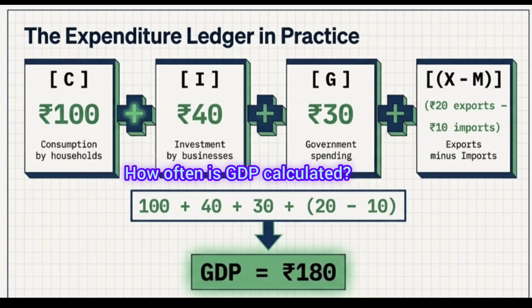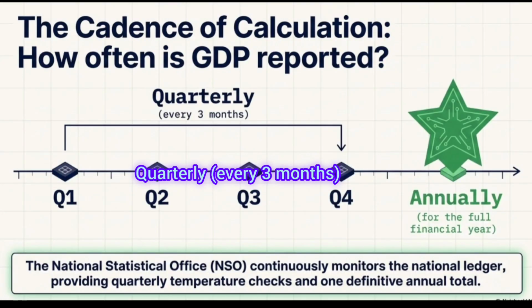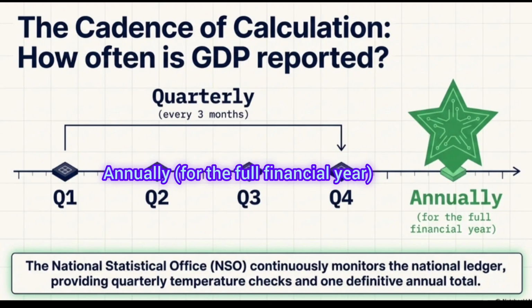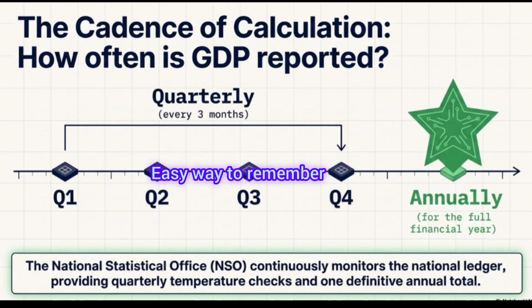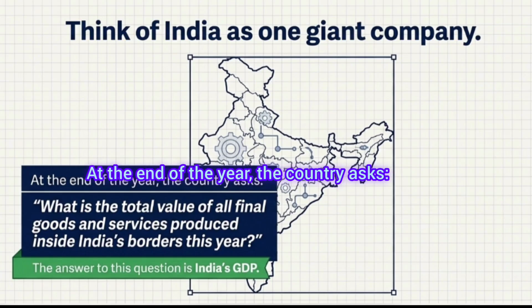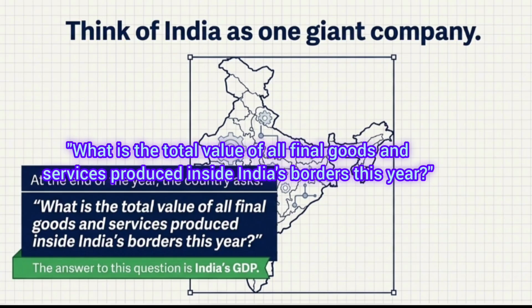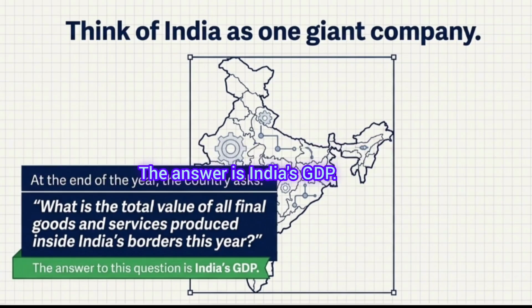How often is GDP calculated? Quarterly, every 3 months, and annually, for the full financial year. Easy way to remember: think of India as one giant company. At the end of the year, the country asks, what is the total value of all final goods and services produced inside India's borders this year? The answer is India's GDP.